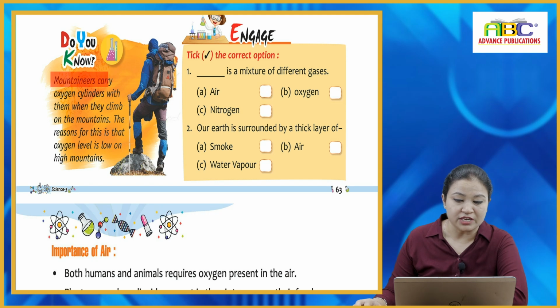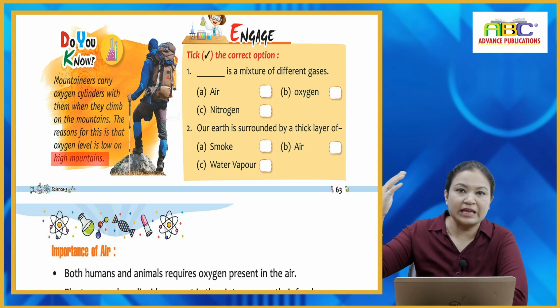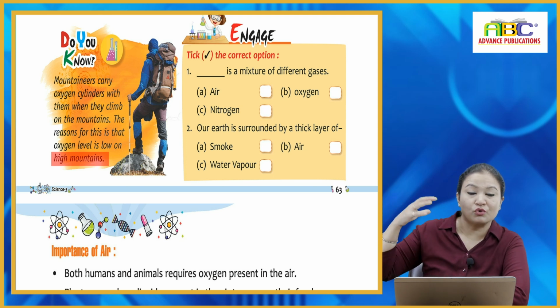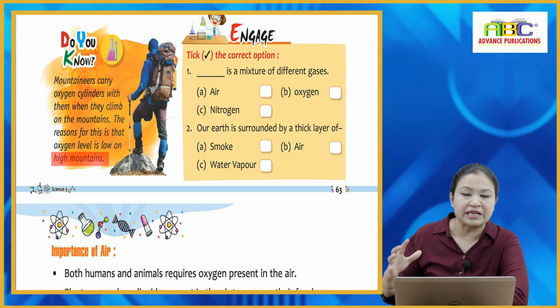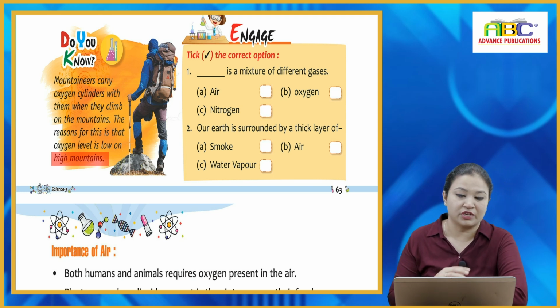Do you know mountaineers carry oxygen cylinders with them when they climb on the mountains? The reason for this is that oxygen level is low on high mountains. So when you go to upper areas like mountains, you see there is less oxygen there. So the mountaineers carry oxygen with them.